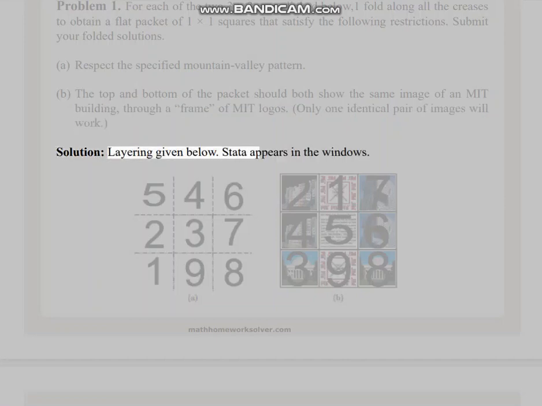Solution. Layering given below. Stata appears in the windows.